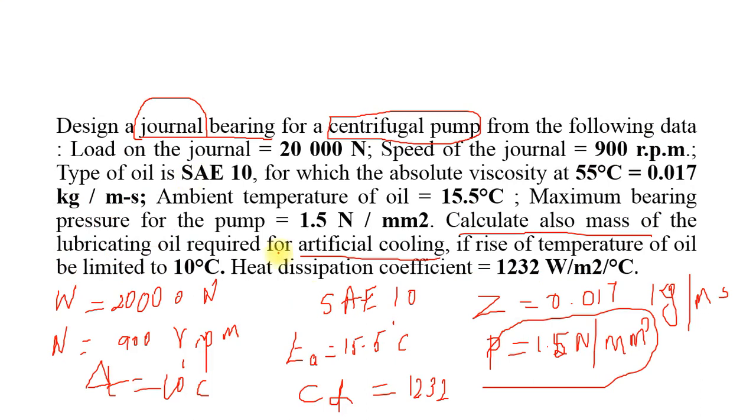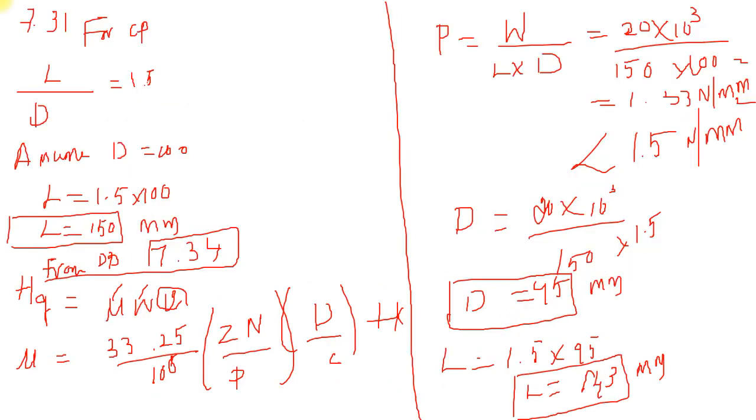Okay, so now I need to find the heat dissipated. The heat dissipation formula, we can take it from page number 7.134, or otherwise we can write it as heat dissipated is equal to CD into L into D into (TB minus TA). This value is already given in our problem. Let us look into it. The CD, heat dissipation coefficient, is 1232 watt per meter square per degree centigrade.